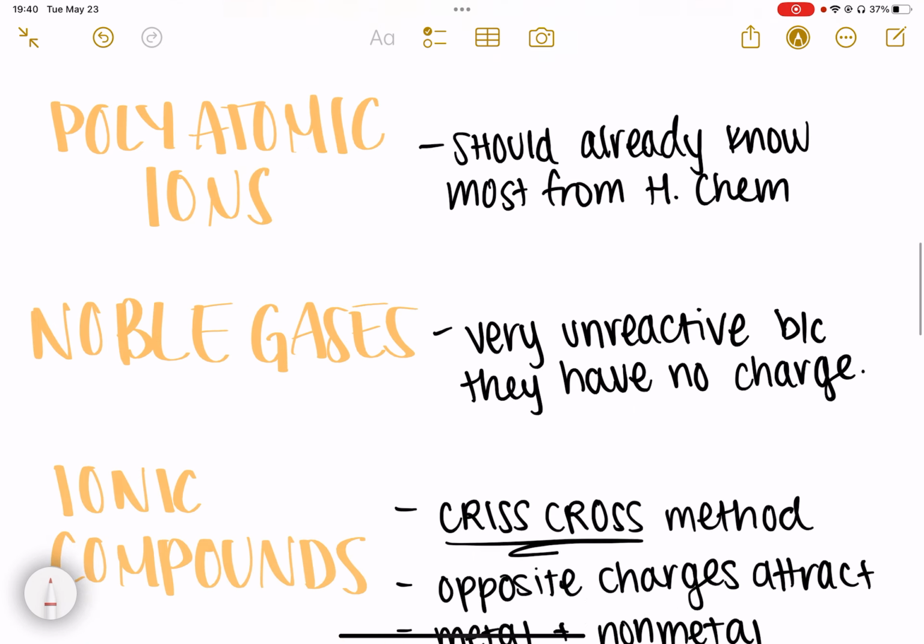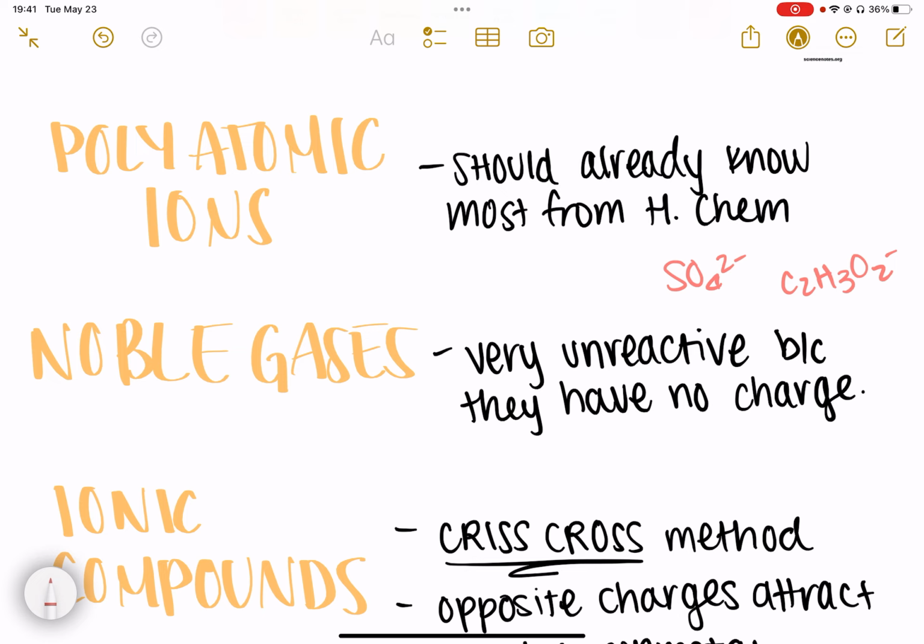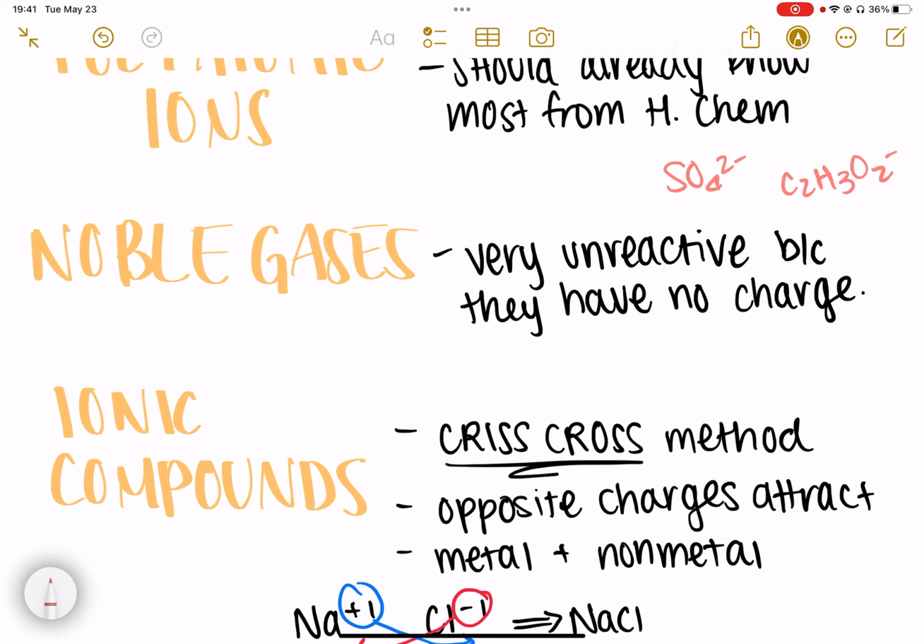A polyatomic ion, you should already know most of them from honors chemistry, is an ion that has a group of two or more atoms. So think SO4 2-, or C2H3O2 -. Those are your polyatomic ions, and you have to know that they stay together when they bond with a different atom.